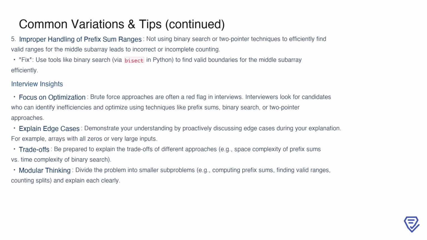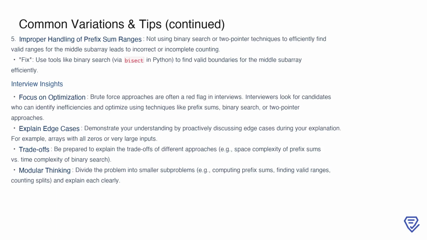Another common issue arises from improper handling of prefix sum ranges. When determining valid ranges for the middle subarray, it's important to use efficient techniques like binary search or two-pointer methods. Without these, it's easy to incorrectly count valid splits or miss some altogether. Tools like Python's bisect module can help efficiently locate valid boundaries for the middle subarray.